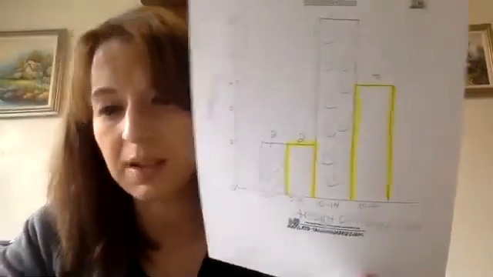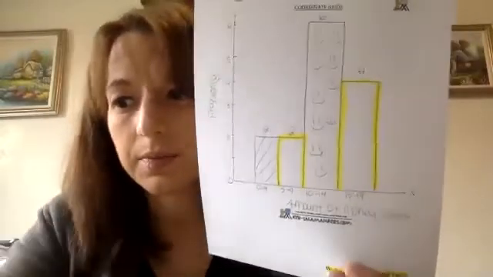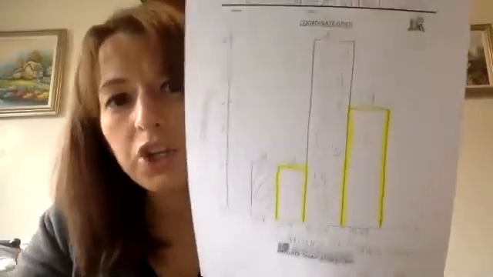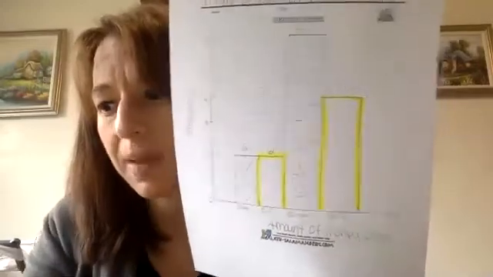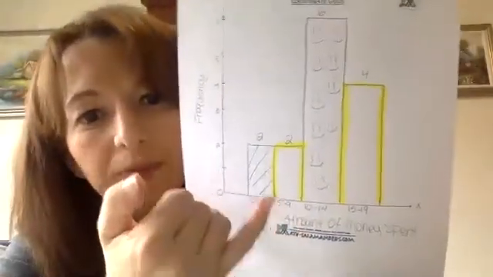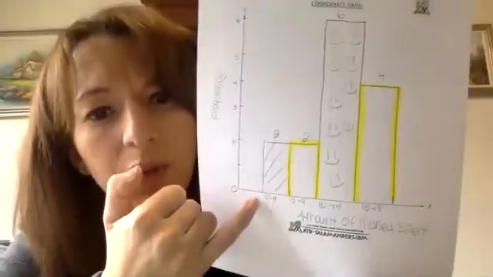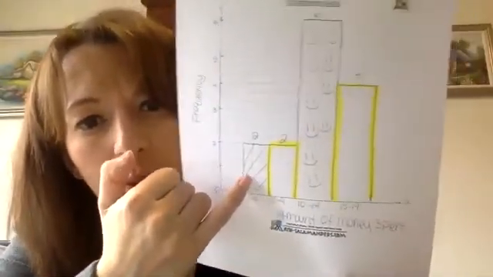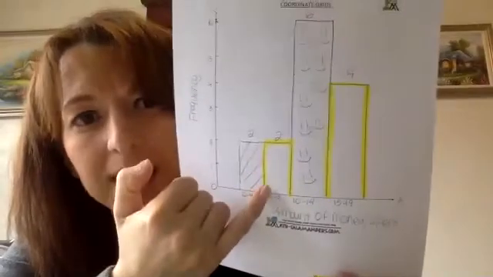Okay, sorry about that. That's my dog. Now, once you have that, we're going to take our pencil and we are going to go like this. So from 0 to 4, there are 2 numbers. We're going to go up here, start at 0. We're going to make a line up to 2 and make a box down here.